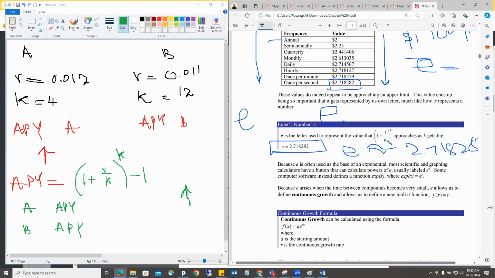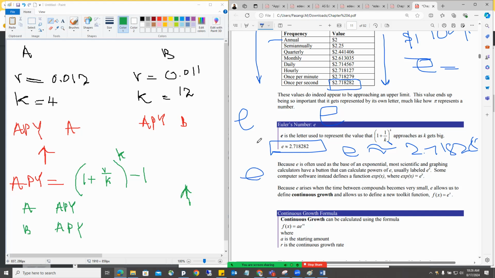Is it clear? Yes. Okay. So because E is often used as the base of an exponential, most scientific and graphing calculators have a button that can calculate powers of E.